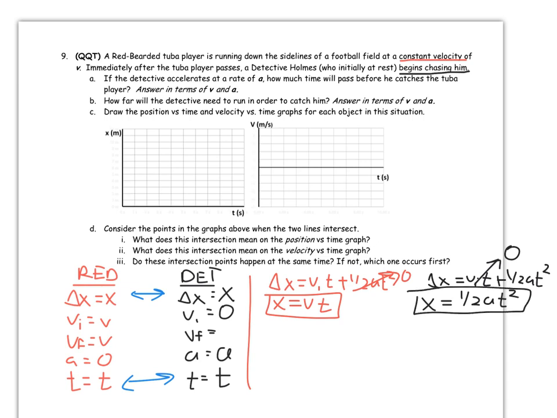We now just need to combine these two equations. I think the easiest thing is, since they're both equal to x here, we can just set them equal to each other. So v times t is equal to 1/2 a t squared. One of the t's will divide out, and what we're left with then is v equals 1/2 a t, and if we solve for that time, we get 2v over a is equal to t.